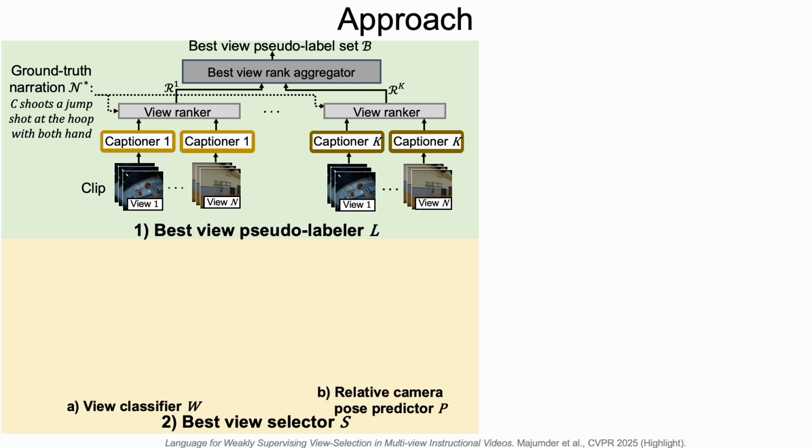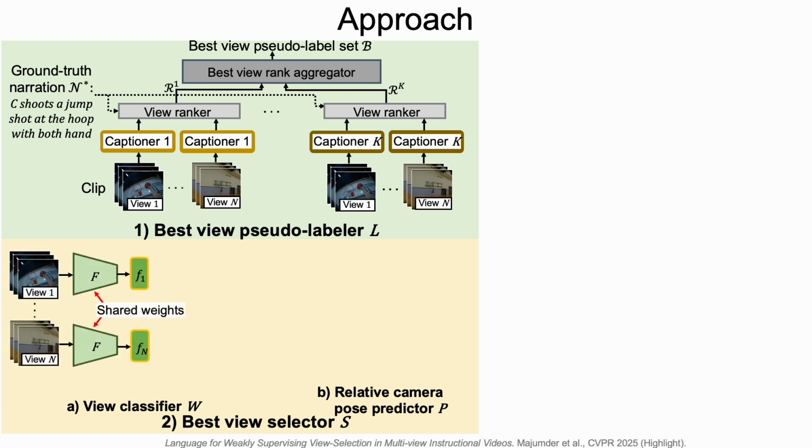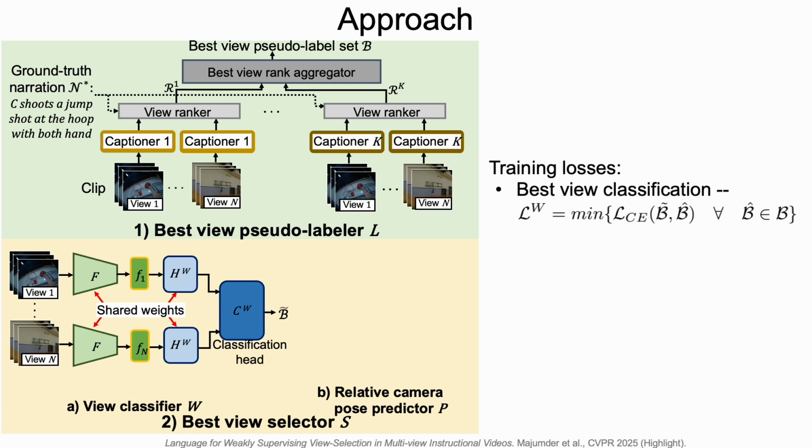Our view selector consists of a view classifier and a relative camera pose predictor. The view classifier takes all views of the clip and embeds them into fine-grained visual features using a large encoder. It then maps the fine-grained features into more coarse-grained features and finally feeds the coarse-grained features into a classification head which produces an estimate of the best view pseudo-label. We set the training loss for this classifier to the minimum of the cross-entropy loss between the predicted view and each member of the pseudo-label set. This loss formulation encourages our classifier to predict as its estimate whichever pseudo-label it finds the easiest to predict. This stabilizes training and improves classification performance.